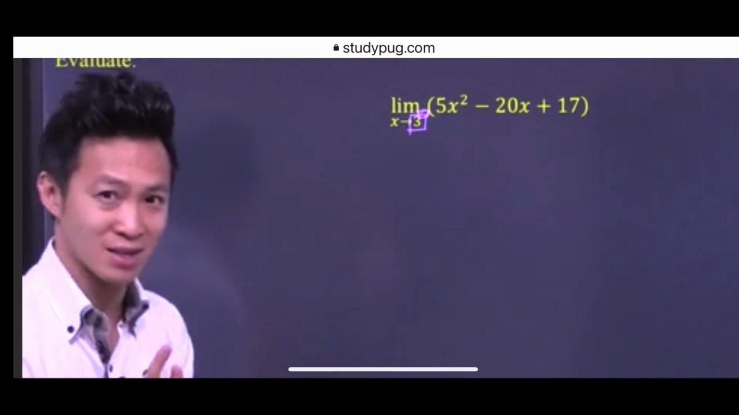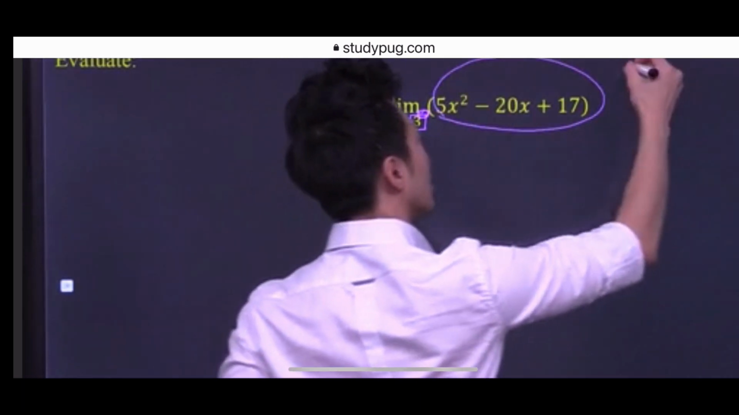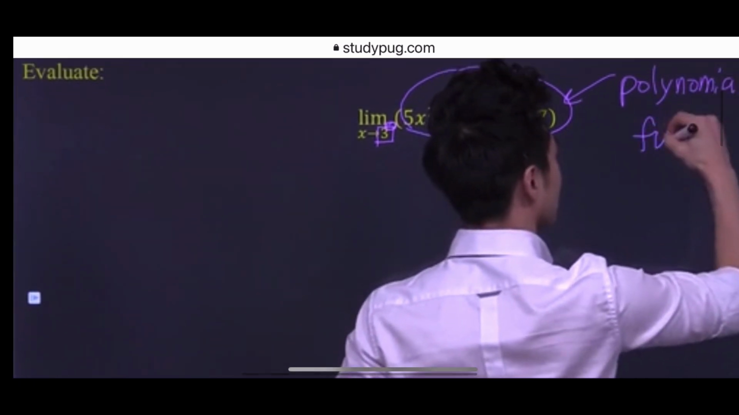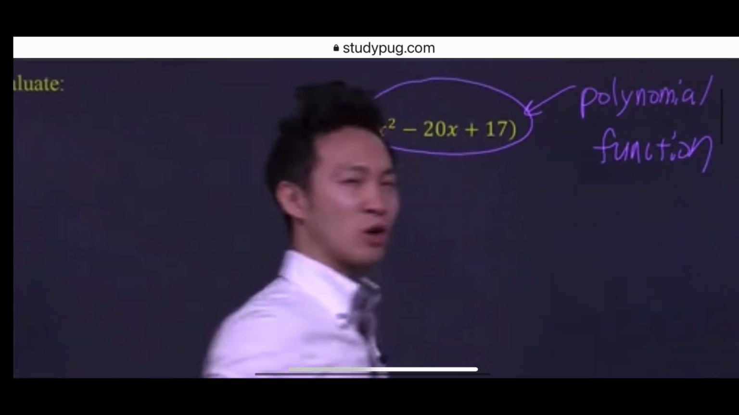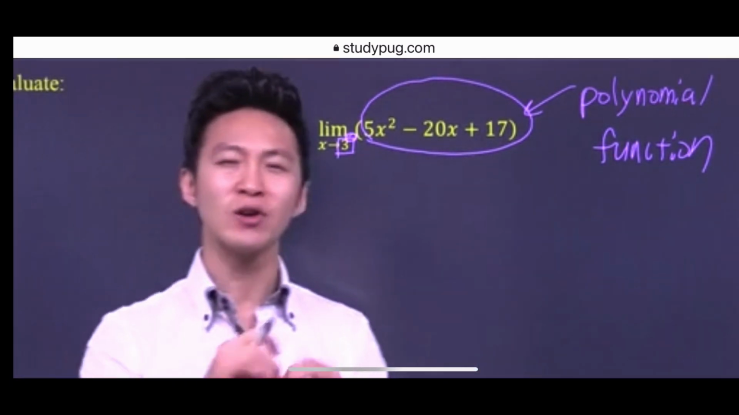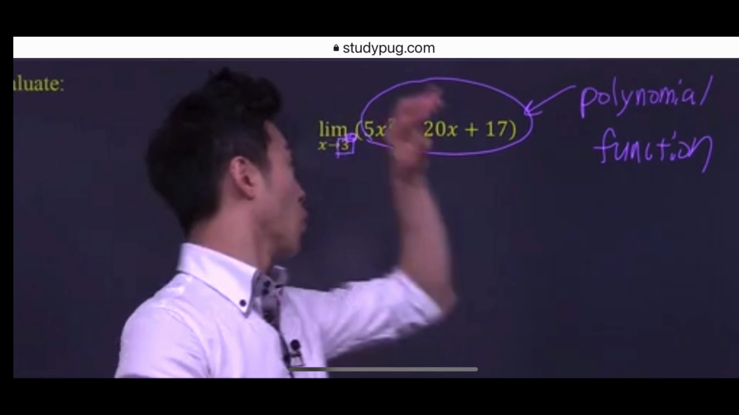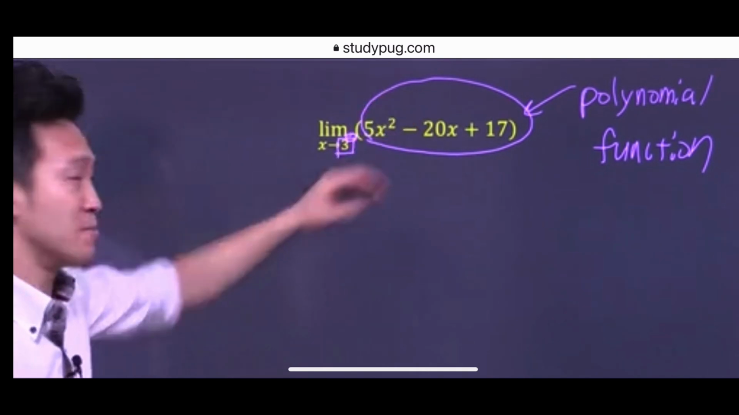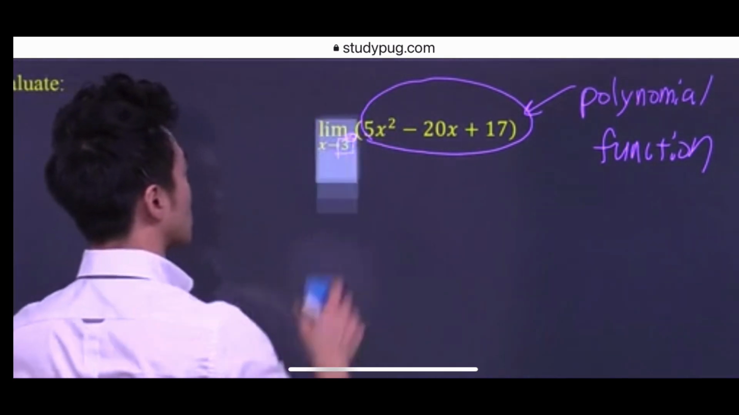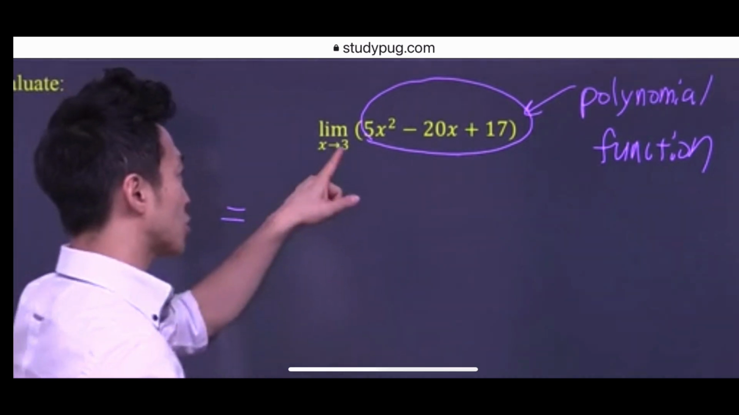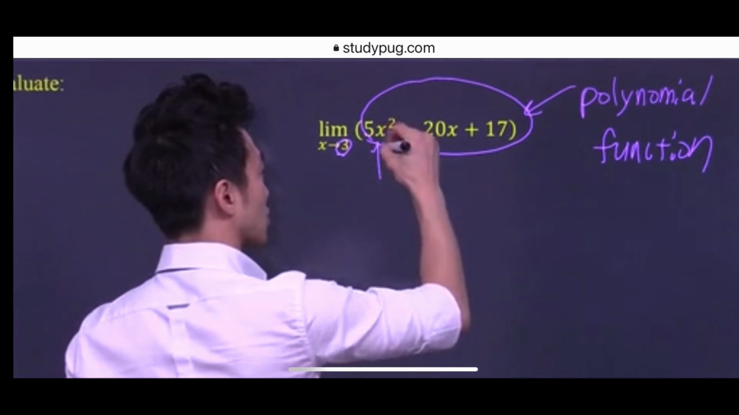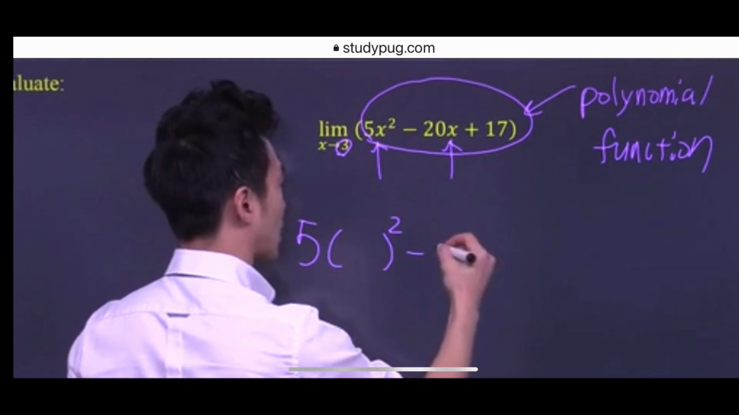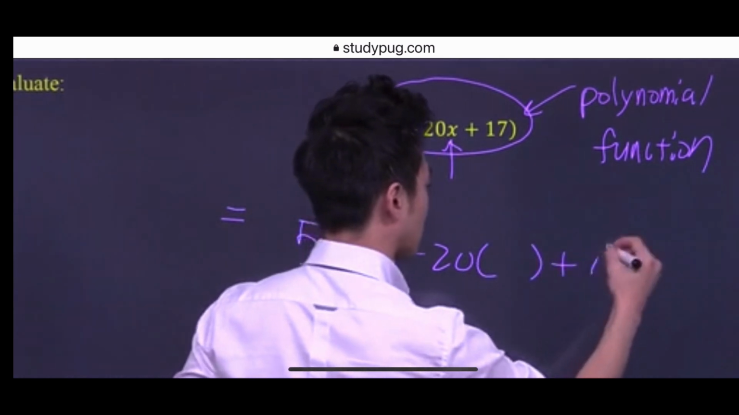In this case, here we have a polynomial function. And we know that polynomial functions are always continuous everywhere. Therefore, whenever we see a polynomial function, that's good news. That means we can always apply direct substitution to evaluate a limit. So we simply directly substitute the x value 3 into the function. The function is 5x squared minus 20x plus 17.